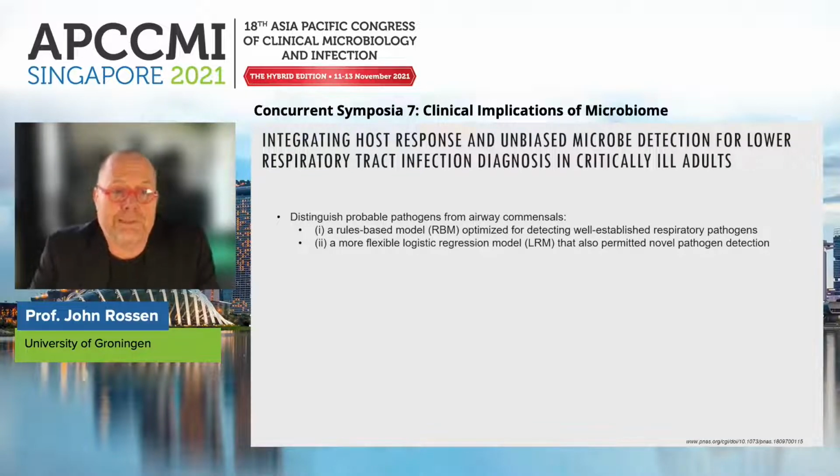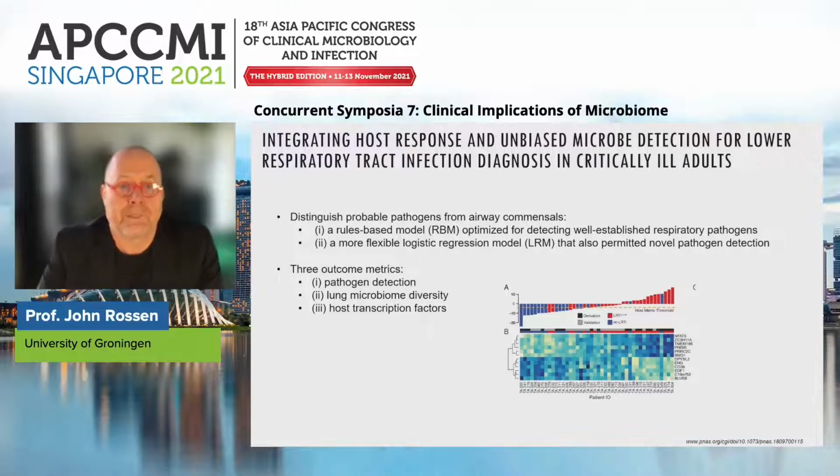Now, by doing this and by using two kinds of machine learning models, they tried to distinguish probable pathogens from airway commensals. And they used two different models indicated over here, a rule-based model and a more flexible logistic regression model. The latter also permitted detecting novel pathogens, whereas the first one detects more the well-established respiratory pathogens.